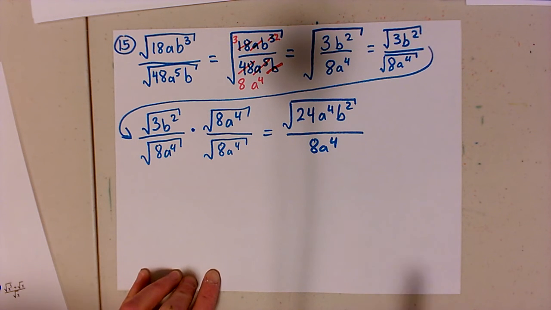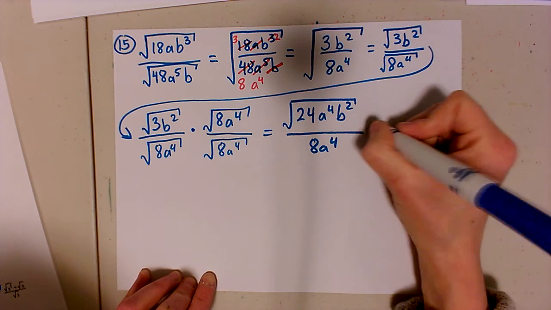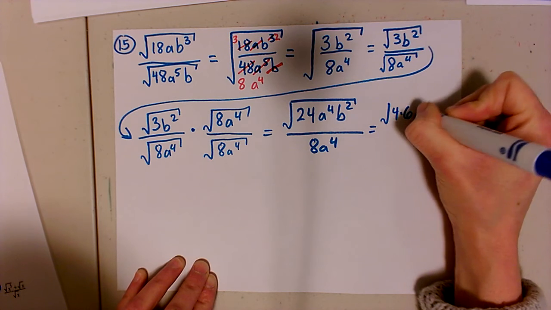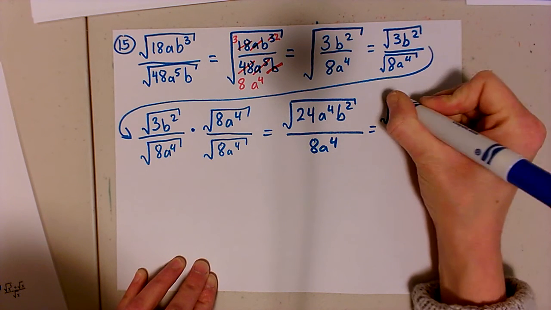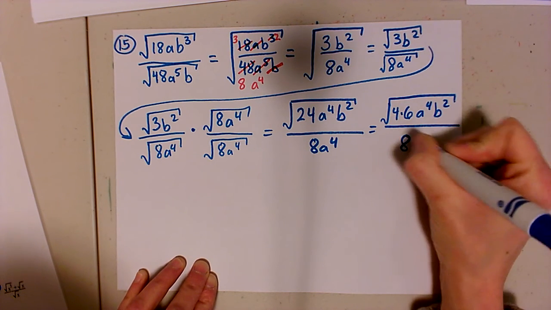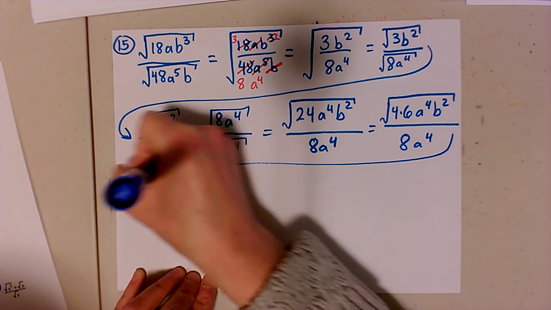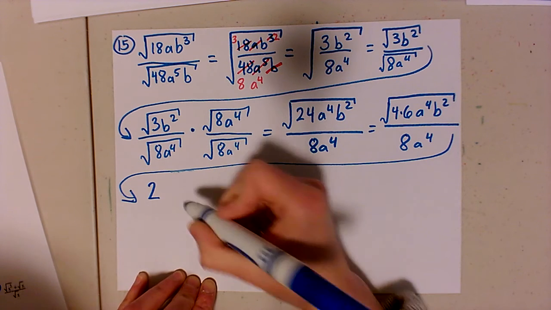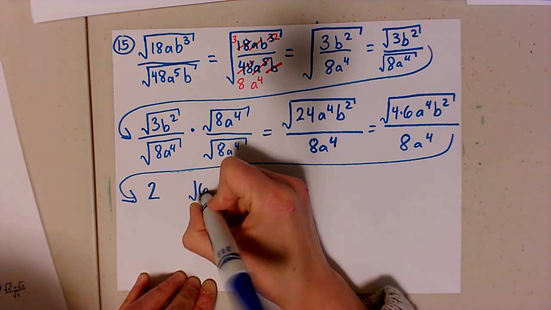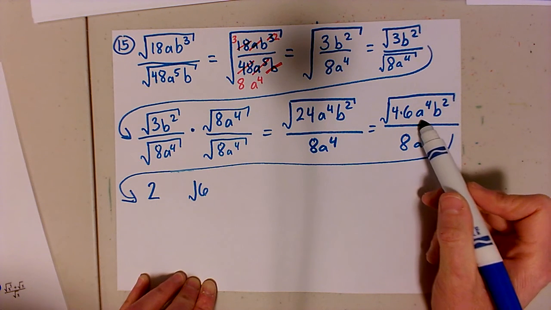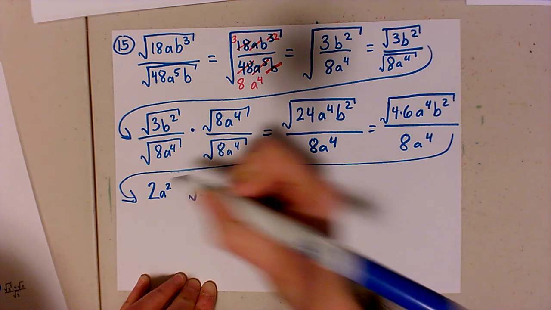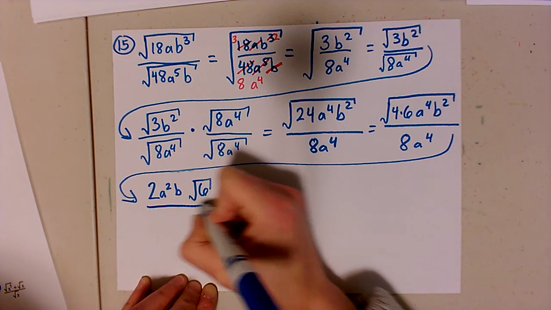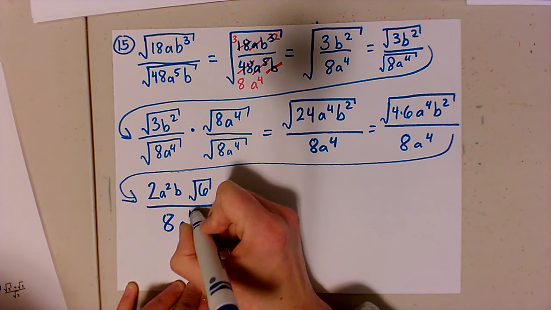So we can simplify this root 24. Well, 24 is the same thing as 4 times 6, and we still have our a to the 4th b squared, and this is all over 8a to the 4th. The square root of 4 is 2. We can pull that out. We can't do anything with the square root of 6. We'll have to leave that on the inside. The square root of a to the 4th is going to be a squared, and we can pull that out. And then the square root of b squared is b, and we can pull that out. And then down below, we have 8a to the 4th.